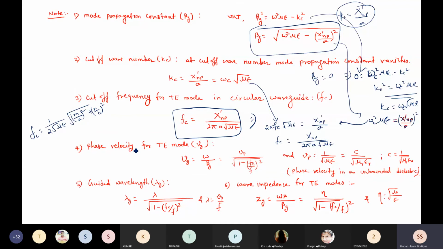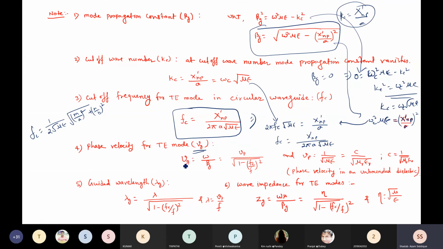Now we have the phase velocity for the wave propagating in the waveguide, which is called Vg. If you want to see the wave propagating in an unbounded dielectric, that is called the phase velocity Vp. This Vp can be written as 1 by root under mu epsilon, which is c by square root of mu r into epsilon r, where c is equal to 1 by root under mu naught epsilon naught, which is 3 into 10 to the power 8 meter per second.